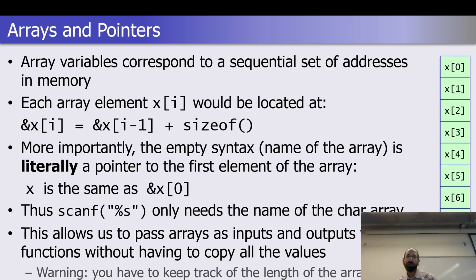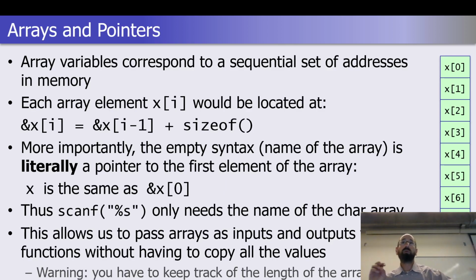Now, ultimately, if you look at the underlying generated assembly code, what the compiler creates for you when you use an array versus a pointer, the actual underlying code is a little bit different. But conceptually, from the programmer's perspective of what functionality you wind up developing, the syntax using the name of an array is literally just going to be a pointer to the first element of an array.